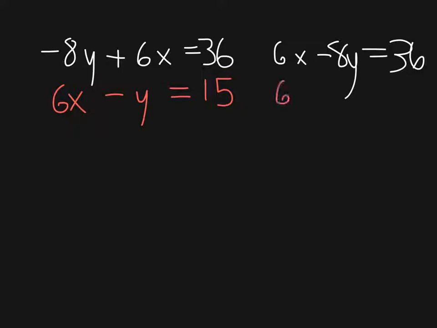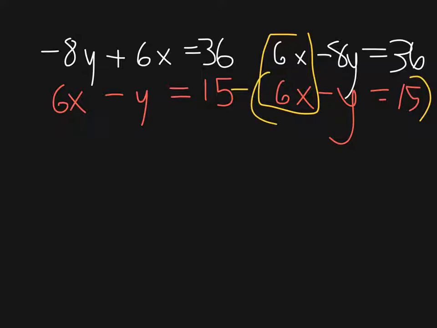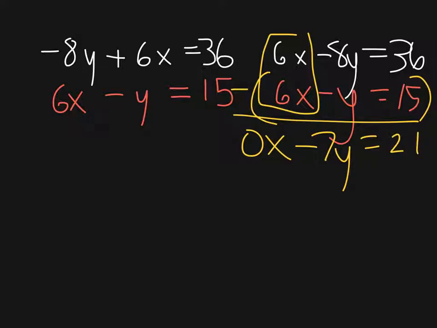Second one I'm going to leave in standard form. Now I have to determine, am I adding or subtracting to get rid of this x term? Well, they're the same sign, so I'm going to go ahead and subtract. When I subtract, I end up with 0x. Then negative 8y minus y is going to give me negative 7y is equal to 36 minus 15. That's going to be 21. So negative 7y is equal to 21. So y is going to be equal to negative 3.